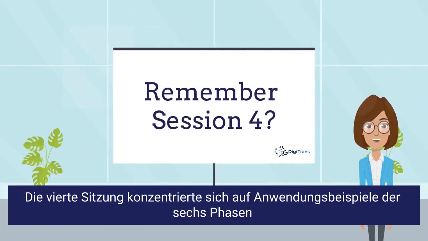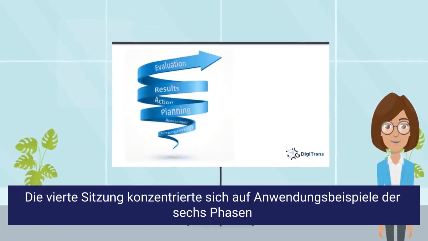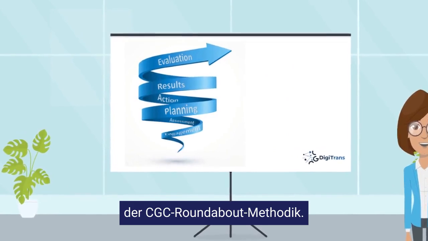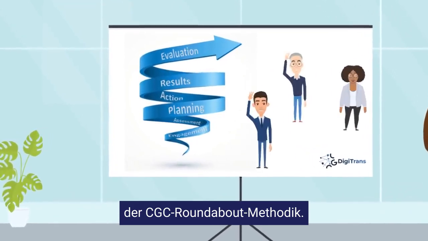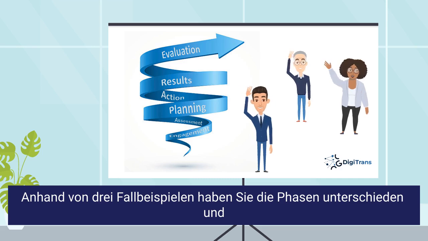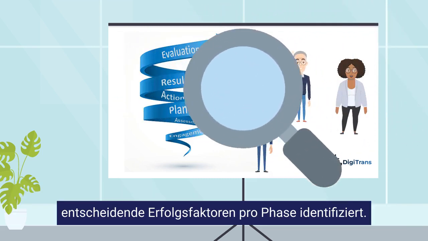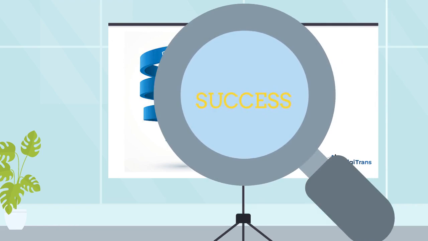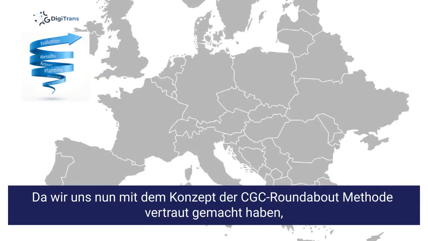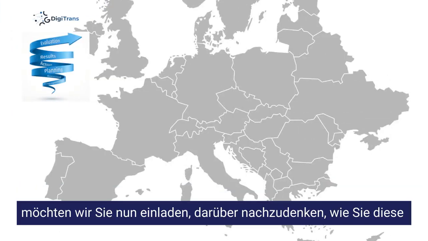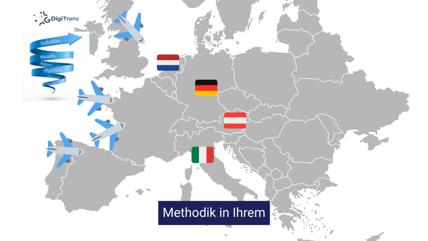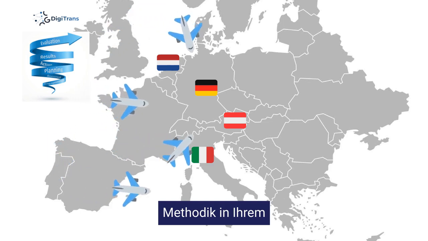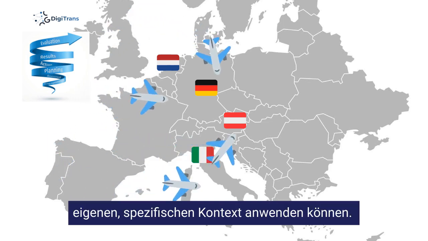Session 4 focused on the exemplary application of the 6 phases of the CGC roundabouts for digital transformation methodology. Based on 3 case examples, you differentiated the phases and identified crucial success factors for each phase. Since we made ourselves familiar with the concept of the CGC roundabouts for digital transformation, we now want to invite you to reflect about how the CGC roundabouts for digital transformation can be transferred to your specific local context.